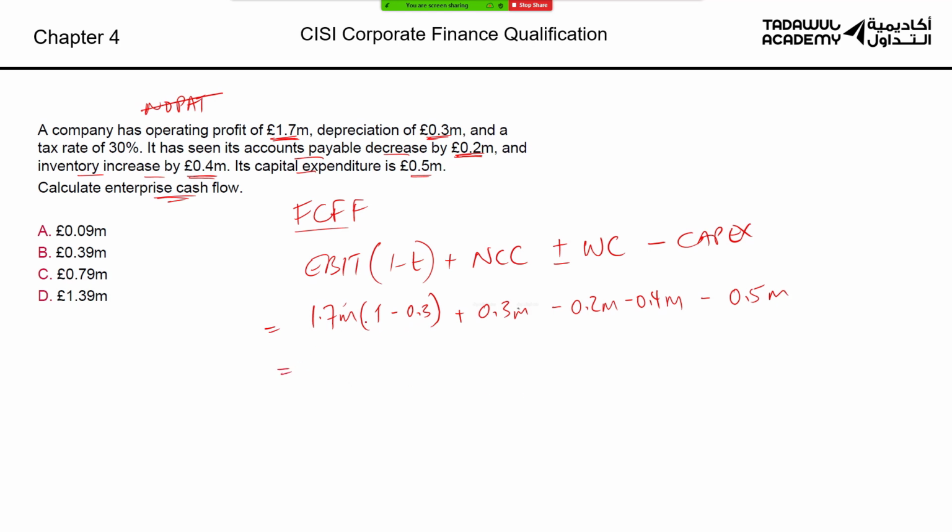So 1.7 adjusted for tax. So 1.7 times 0.7, 1.19 million plus 0.3 million minus 0.2 million minus 0.4 million minus 0.5 million. Add this all together, 1.19 plus 0.3 minus 0.2 minus 0.4 minus 0.5. This should give us 0.39 million. And the answer is B. Yes, you're right, Pankaj. Excellent. So that is the enterprise cash flow.